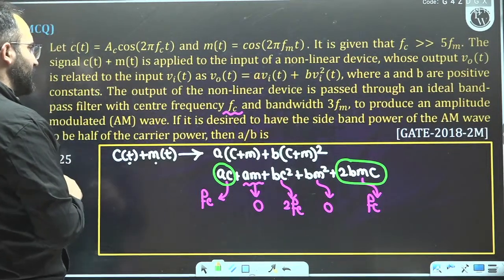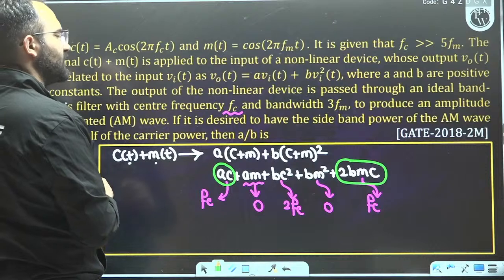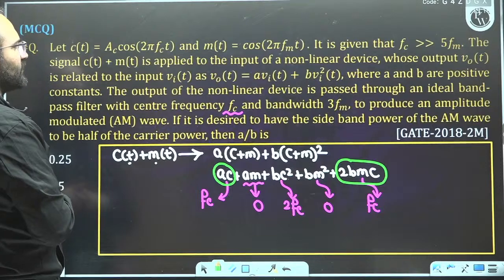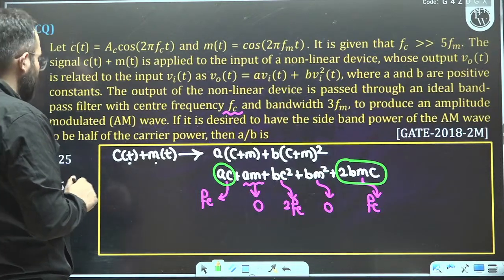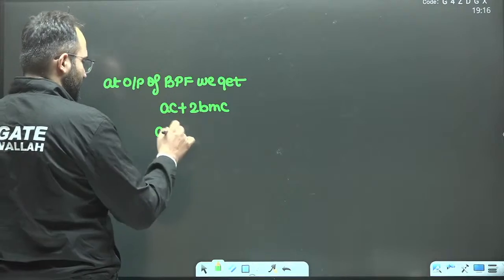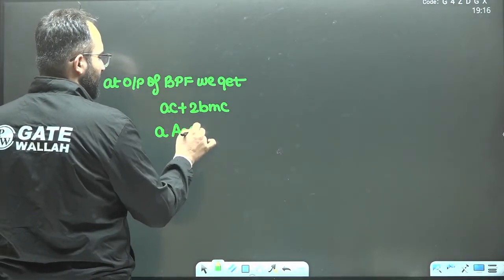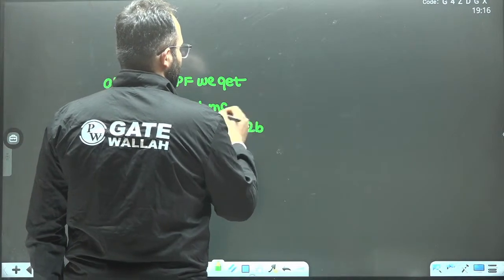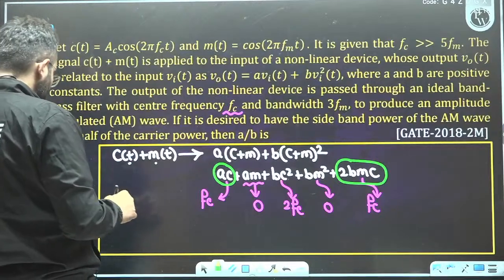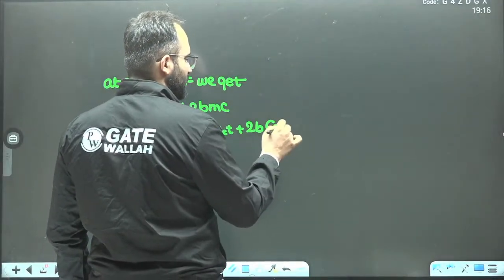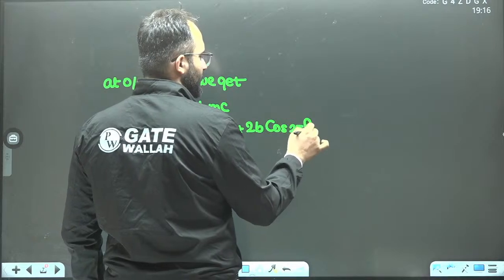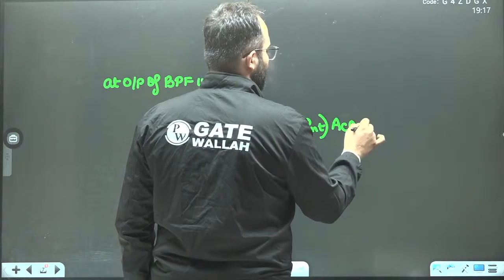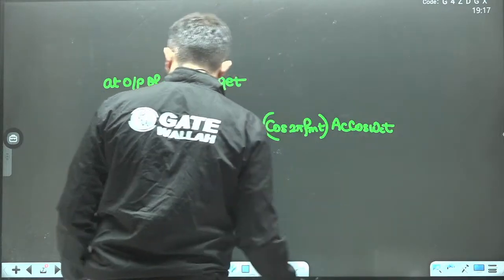Ac is not given anywhere, right? Should be 1 only, I think. So Ac cos of 2 pi Fc t is applied to the nonlinear device. So in the output, this will be A multiplied by Ac cos of omega c t, plus 2B. What is the message? Message is cos 2 pi Fm t. And the next term is Ac cos of omega c t. Now what is the requirement?